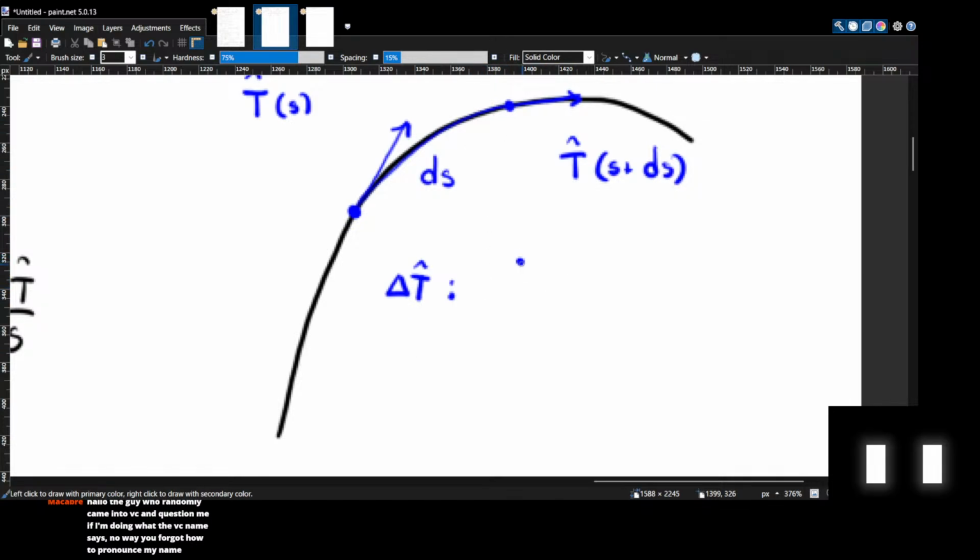So we can just draw this vector out, and then you just subtract them, the later vector subtracted by the original vector down here. So you end up having this.